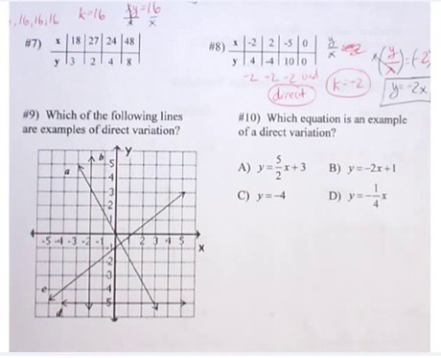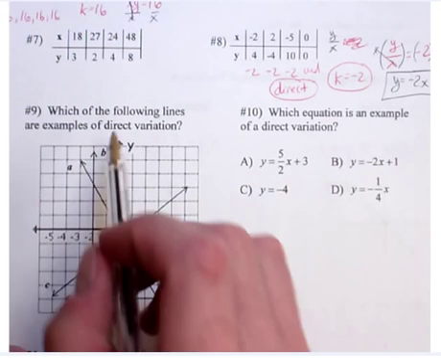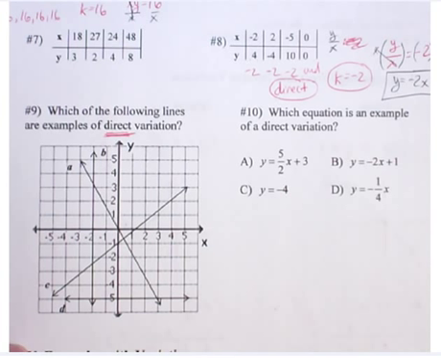Alright, so we're back. We just finished number 8. Let's take a look at 9 here. We've got a multiple choice question. Number 9, which of the following lines are examples of direct variation? So when you read that, underline the key word, direct. Now what does direct tell you? It means as a line, it needs to go through where? The origin. Has to go through the origin.